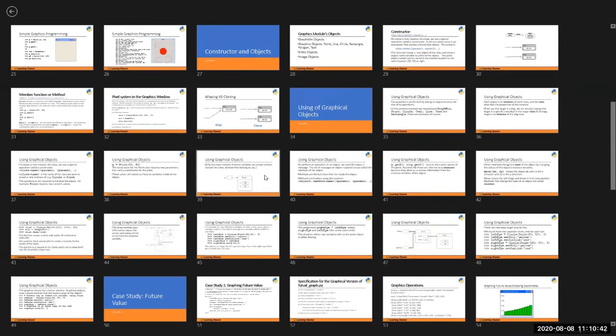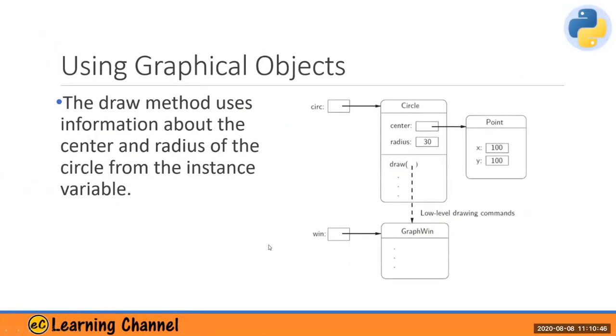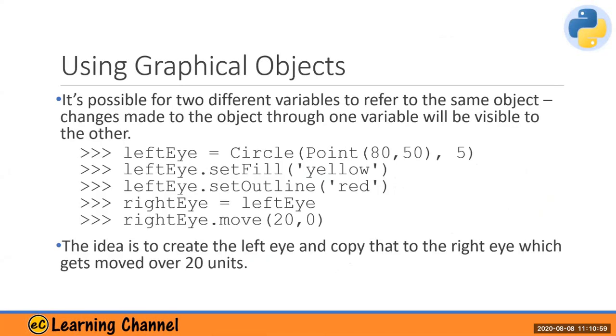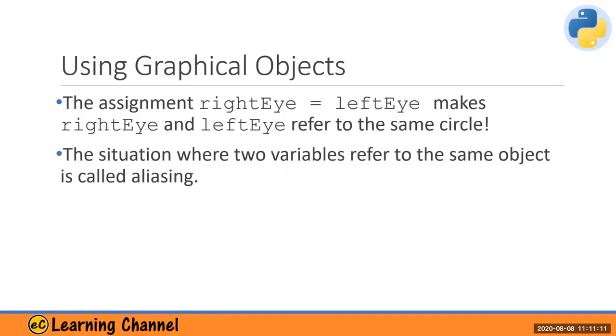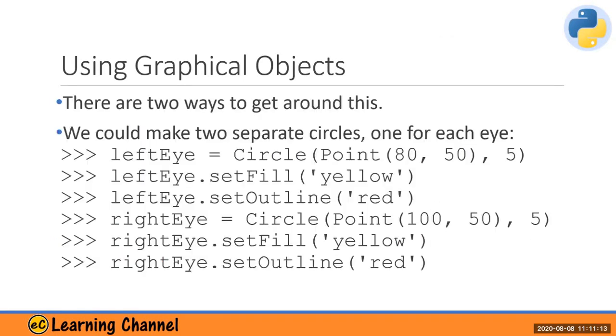Let me see, we are over here. So here we have a graphic window. The graphic window is an object, and the name of the graphic window is win. There's a circle called CIRC, and there's a point as the center point for the circle. Then we can set color, set outline, and then we can move the data. These are operations on the circle.